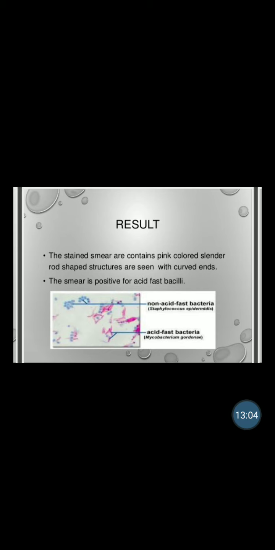Then what will be the result or observation for this acid fast staining? The stained smear contains pink colored, slender, rod shaped structures seen with curved ends, and the smear is positive for acid fast bacilli. Here we can see the structure or observation.